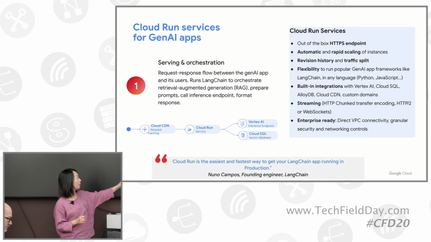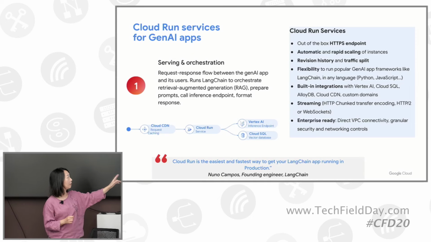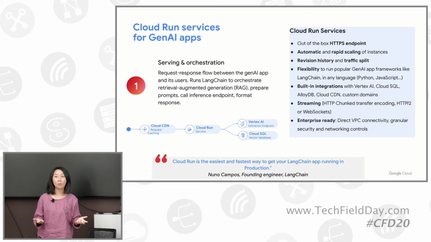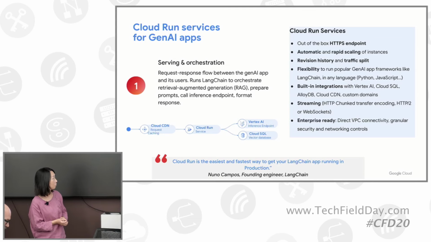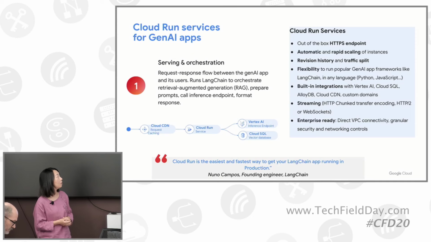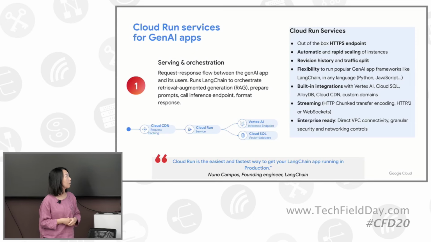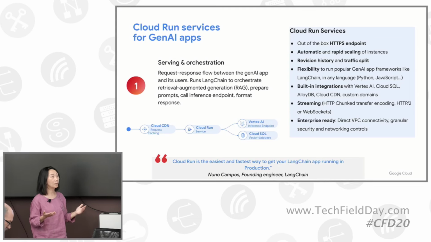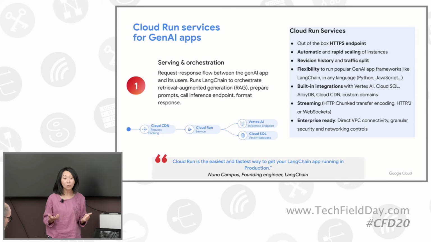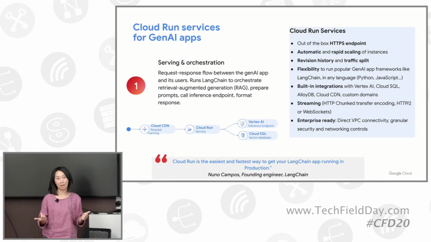As you can see, Cloud Run here is talking to Vertex AI for the inference endpoint. It's also talking to Cloud SQL, which is our managed database solution in Google Cloud, for the vector similarity search to get the information out of there. As I mentioned, with Cloud Run services, it has all the flexibility to run all the popular GenAI app frameworks like LangChain, and Cloud Run literally supports any language, any library, any framework.